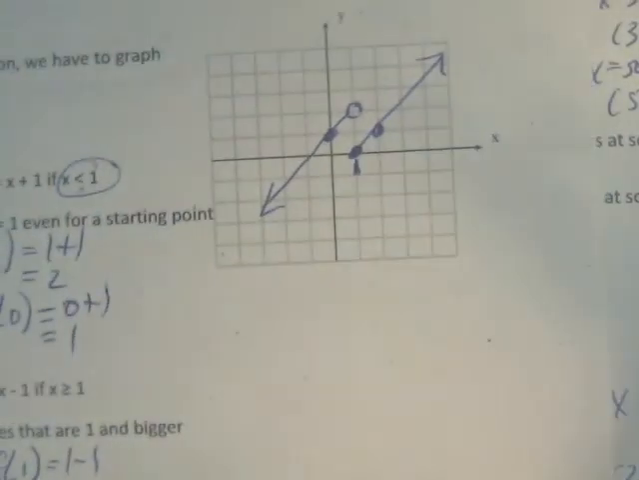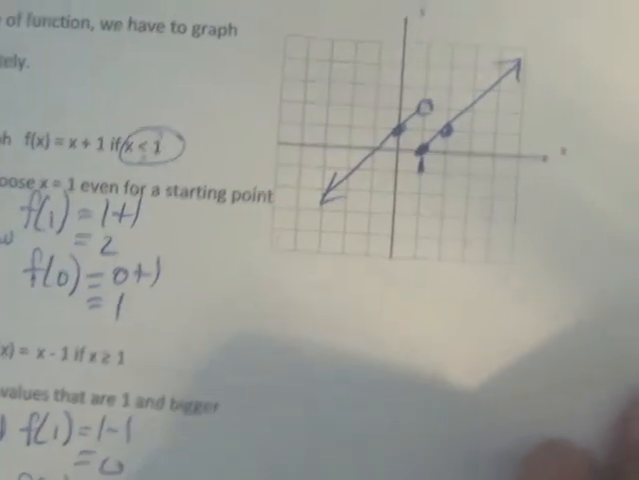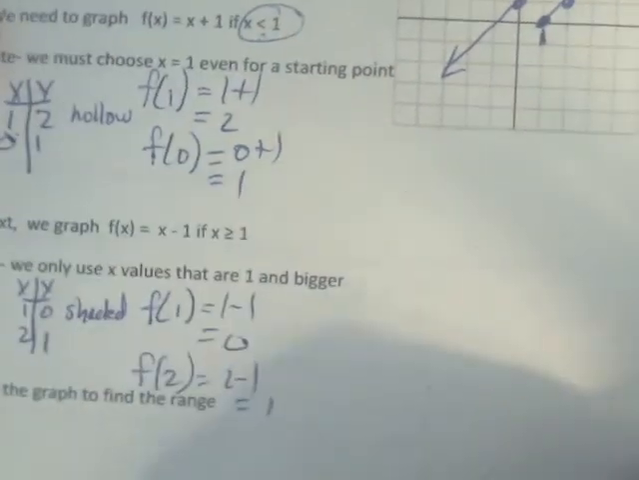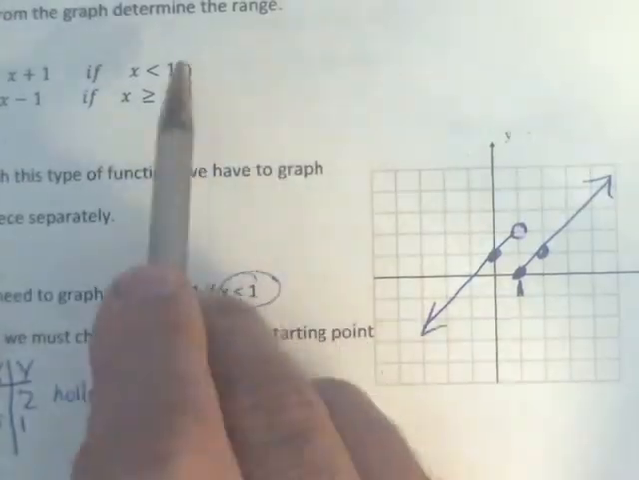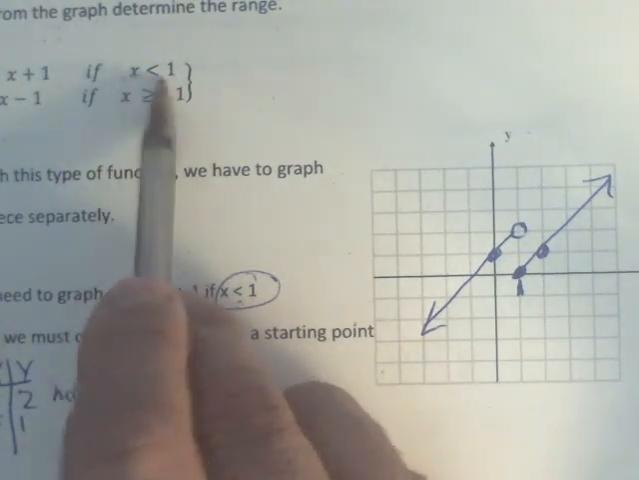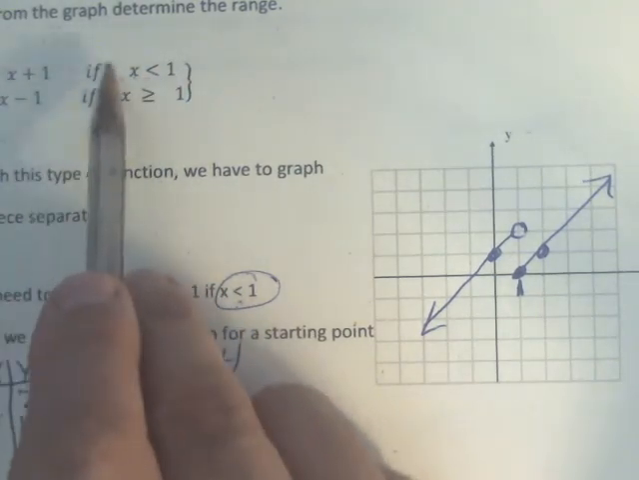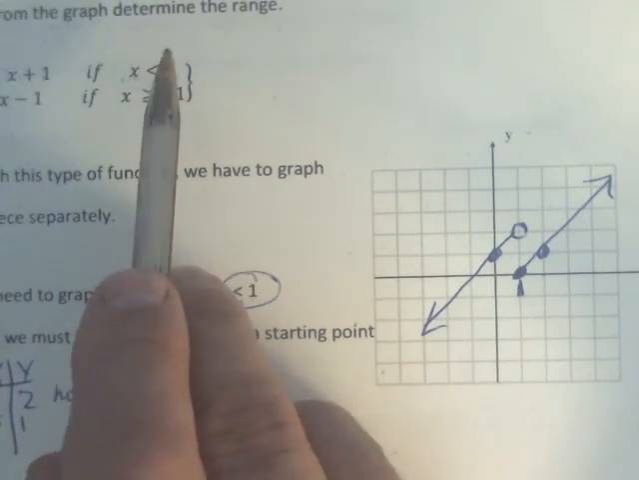So that's kind of how you're doing these piecewise functions. They are parts of lines. You've got to choose your x's based upon this right here, because this is the equation you use if the x's I am choosing are less than 1.